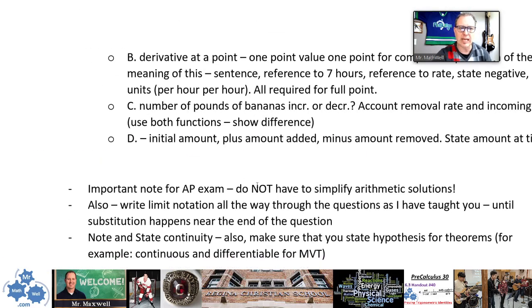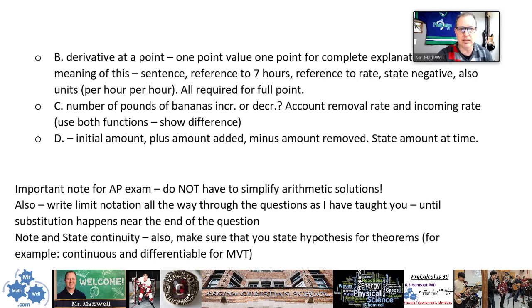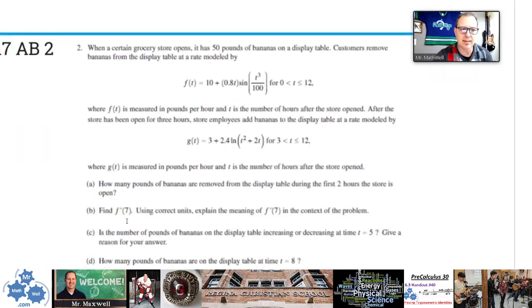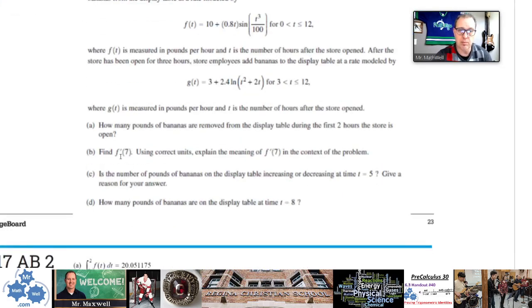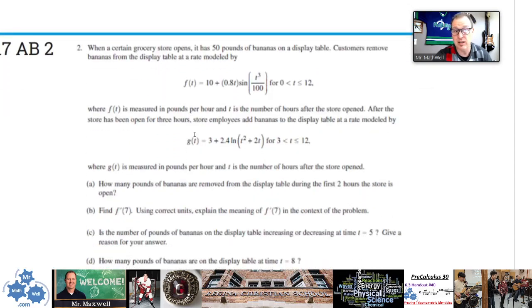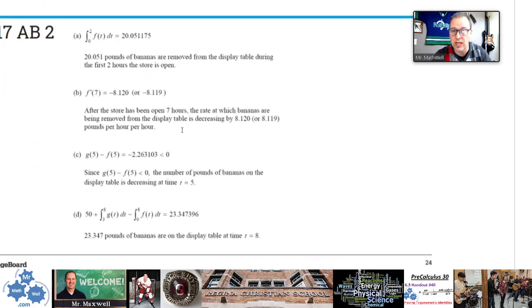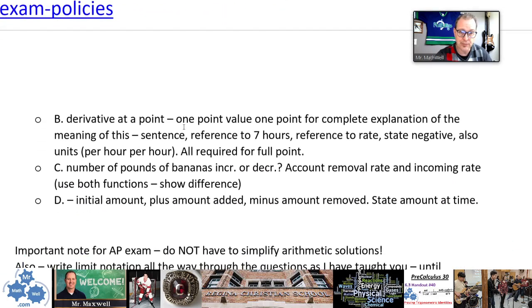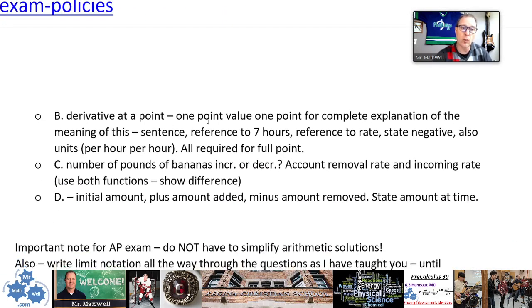Okay, so B, the derivative at a point. This particular question said find f prime of 7, and using correct units, explain the meaning. So we actually have the derivative of a rate, the rate of change of the rate. How is the rate changing? You get 1 point for a complete explanation of the meaning: a sentence, reference to 7 hours, reference to rate, state the negative. Also your units are all required for the full point.